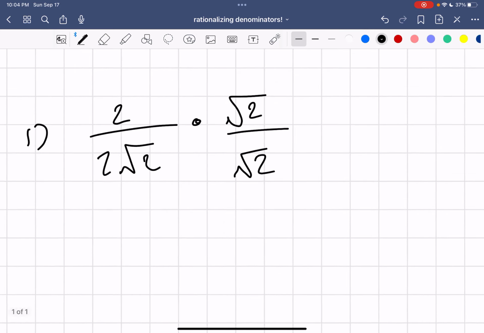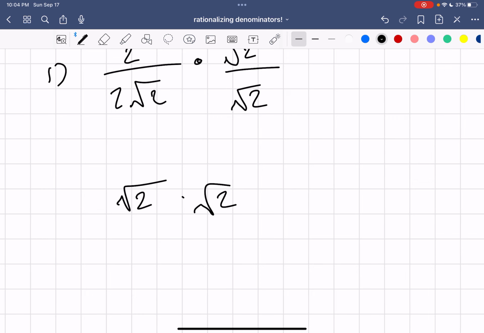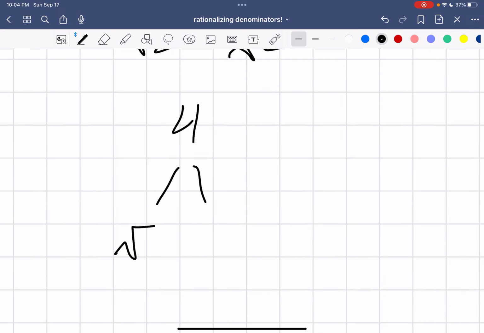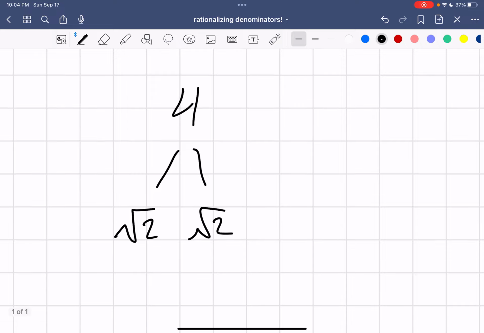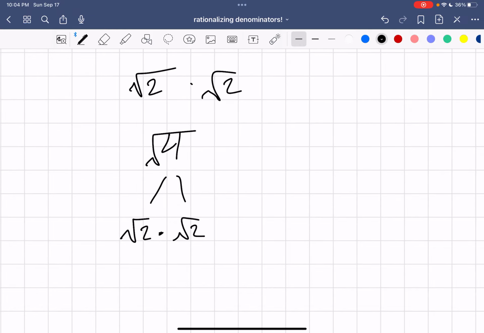Anyway, another simple rule with square roots, if you're multiplying: the square root of 4 can be derived from the square root of 2 times the square root of 2, and the square root of 16 can be derived from the square root of 4 times the square root of 4. So what do you think that means, guys?